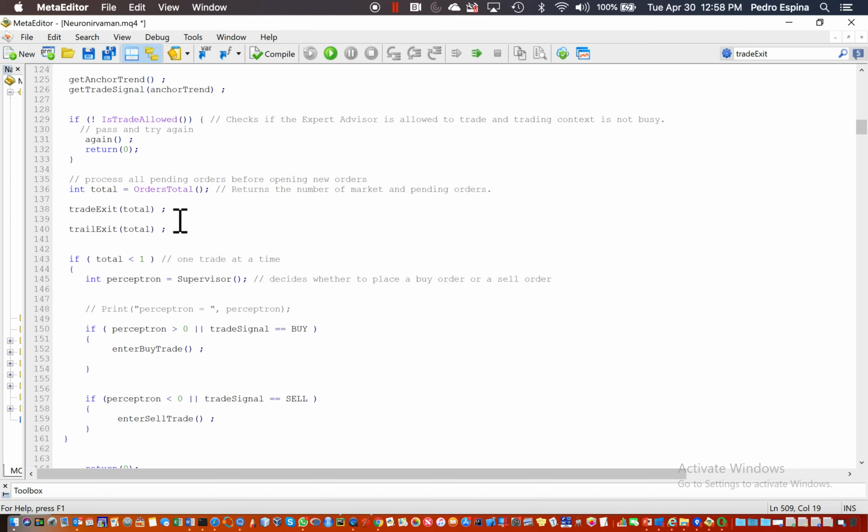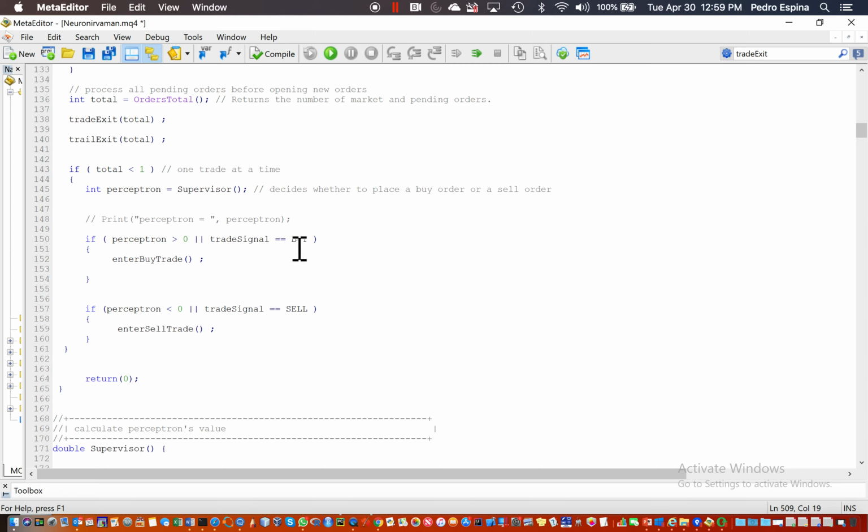Another main difference is that we're trying to process one trade at a time by using this condition. And now not only do we listen to the advice of the supervisor function, we also pay attention to what the trade signal is saying. So there are more options to enter a buy trade and enter a sell trade. There's also functionality in the code to take care of the account free margin. In the past, too many orders were being sent out and we were running out of money. So now the code takes care of that as well.